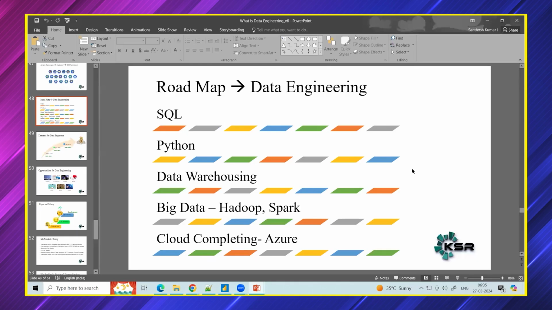We have seen the roadmap to data engineer, and today is day 4. As I promised you, in the next 96 classes, a total of 100 classes, we have completed 4. So in the 96 classes, you will become a data engineer. But what is really required to learn in these 96 classes? We have given a roadmap. So we are into the 4th day.